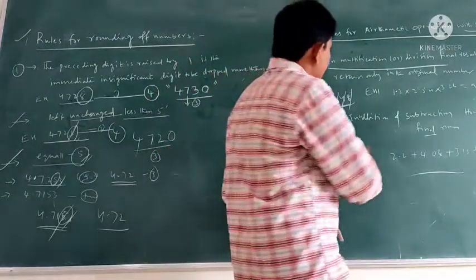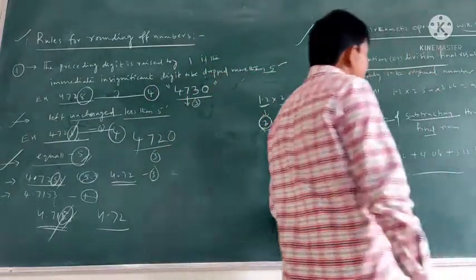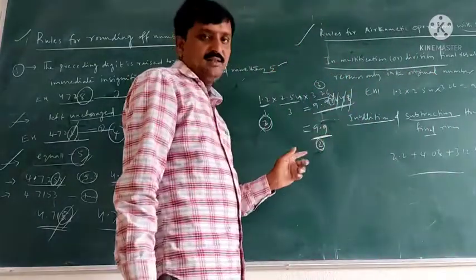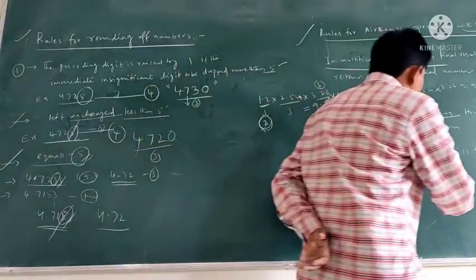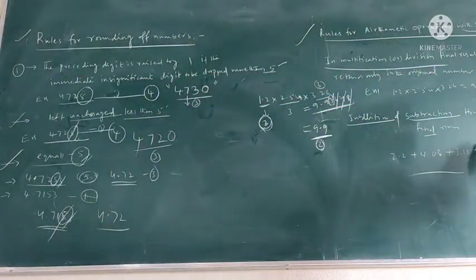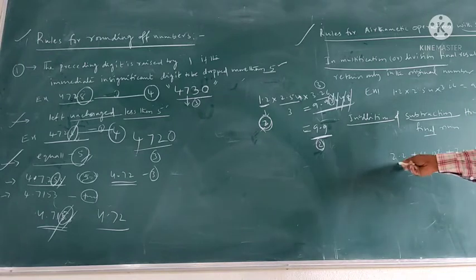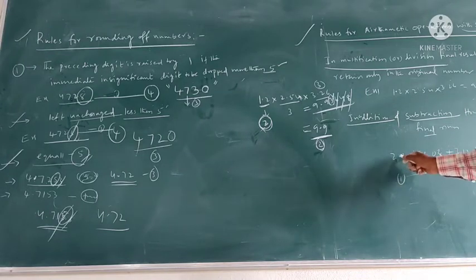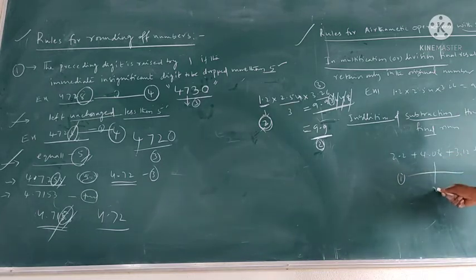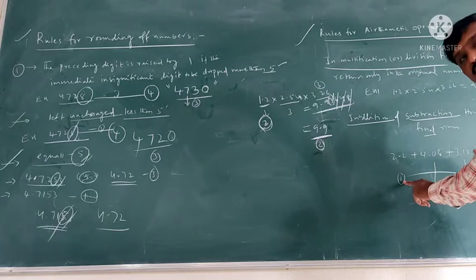In the same manner, in the case of addition and subtraction, you observe the decimal points. Okay, 2.2, 4.08, 3.12 and 6.38 are there. In 2.2, how many decimal places? 1. After the decimal point, only 1 digit. In this, 2 after the decimal point. In this also 2. In this 3, 2. So the least number of decimal places is 1.